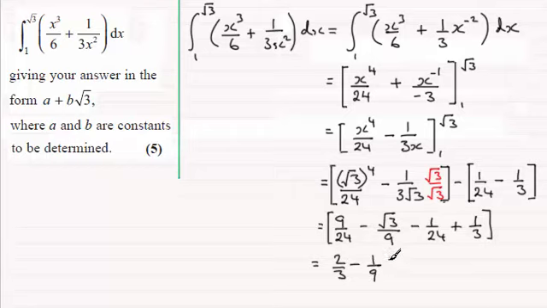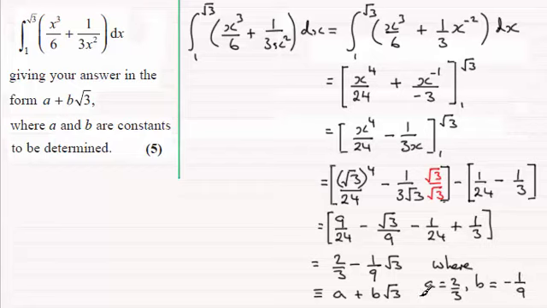I'm changing it into that style because this is now identical to the form that we need, a plus b root 3. And I can see now that we've got a equaling 2/3 and b equaling minus 1/9. Okay.